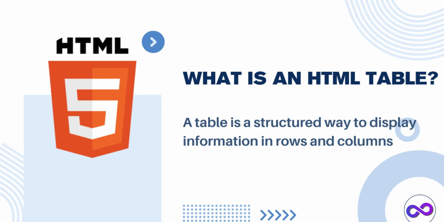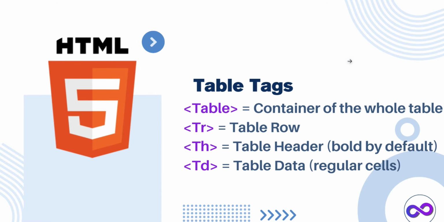What is an HTML table? In HTML, a table is a structured way to display information in rows and columns. Now, here are the table tags that we are going to learn today. The table tag is a container of the whole table. The TR is the table row, and the TH is the table header. Then, we also have TD as our table data.